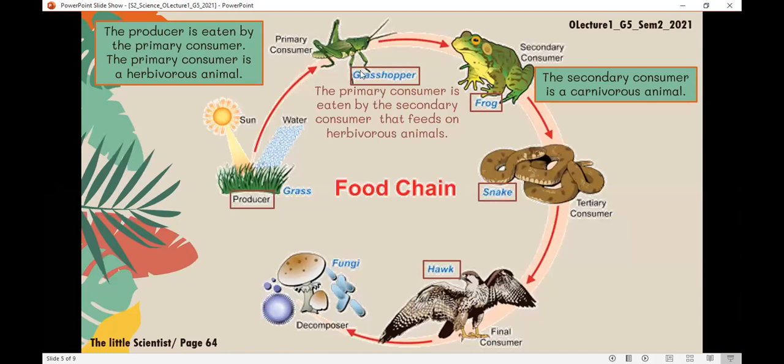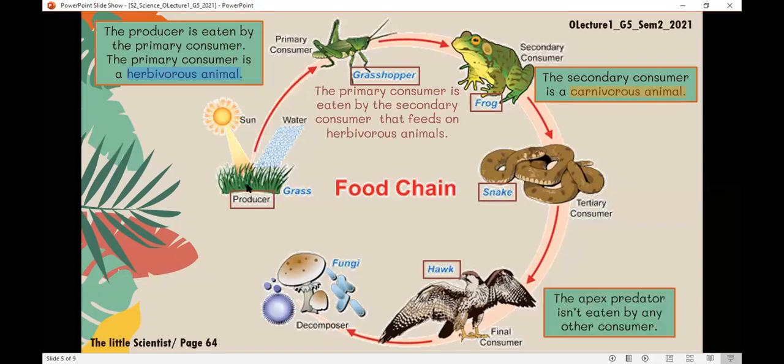I will repeat. The primary consumer is consumer number 1 that eats producers, and producers are always plants. So the primary consumer is always a herbivorous animal. The secondary consumer eats the first consumer, which is an animal. So all of the other consumers are carnivores. The first one is a herbivore, the others are carnivores.